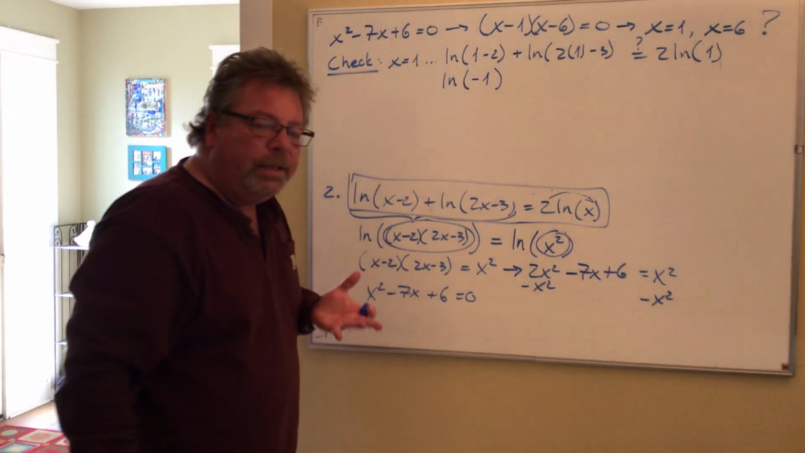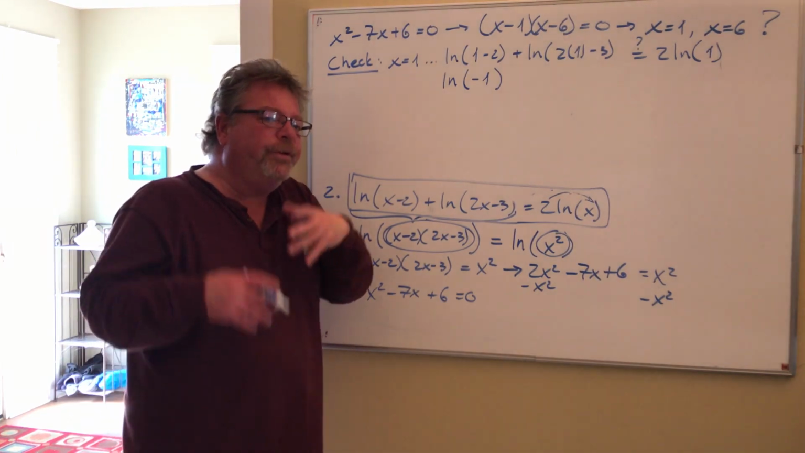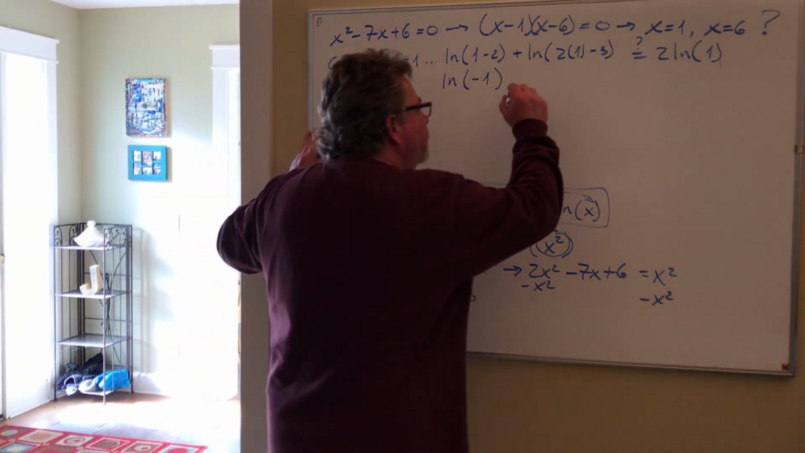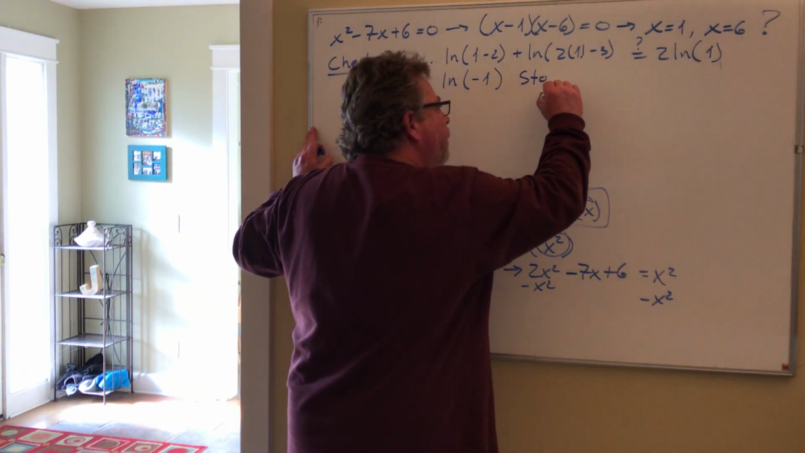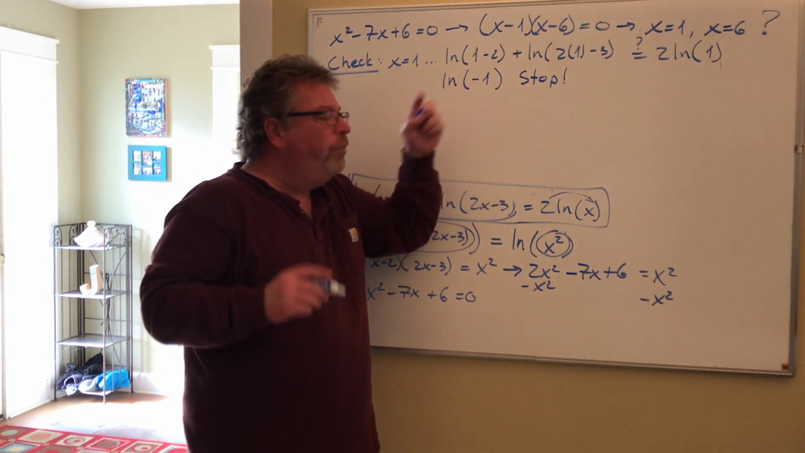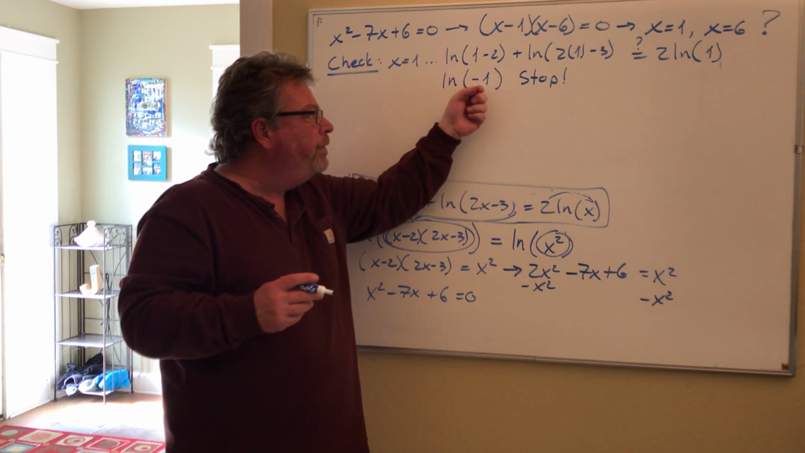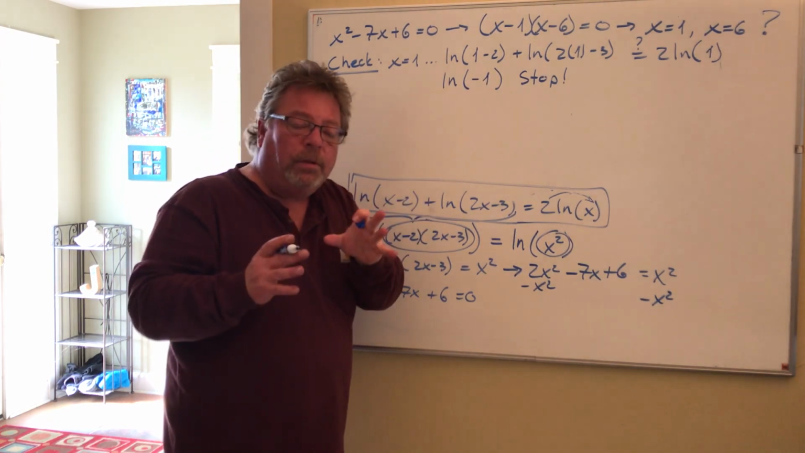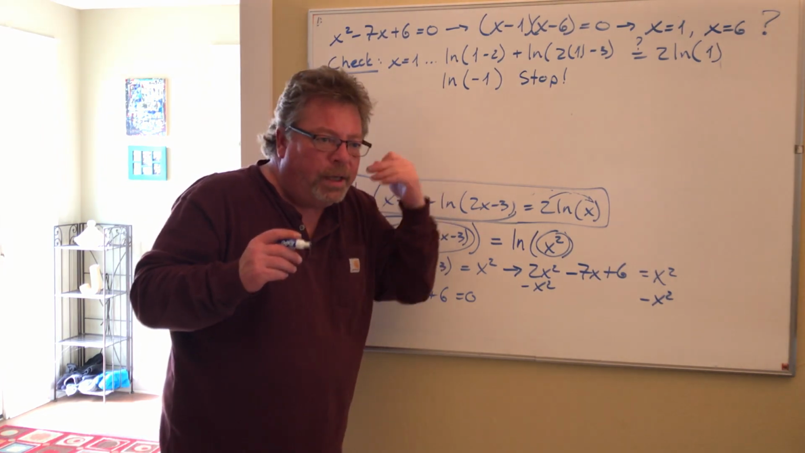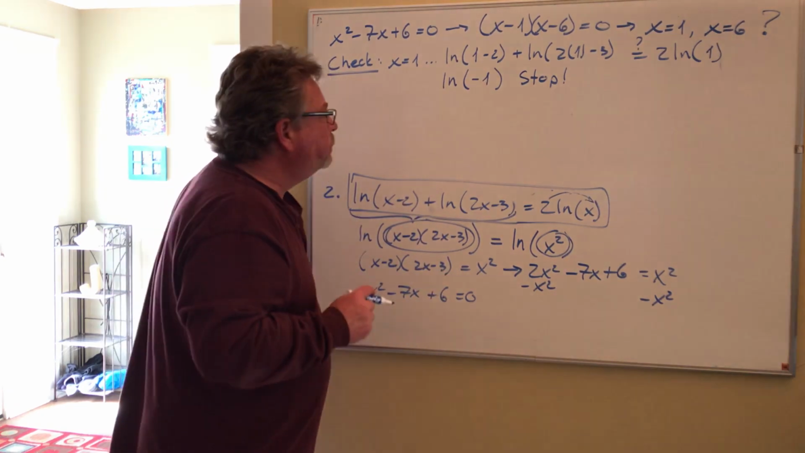And I'm going to stop right there, because the natural log of negative 1 is something that we're not going to deal with. And so I'm just going to say, hey, stop. You don't need to go any further, because for our logarithms, negative 1 is not in the domain. Remember, with logarithms, we're sticking with input that is strictly greater than 0, that's positive.